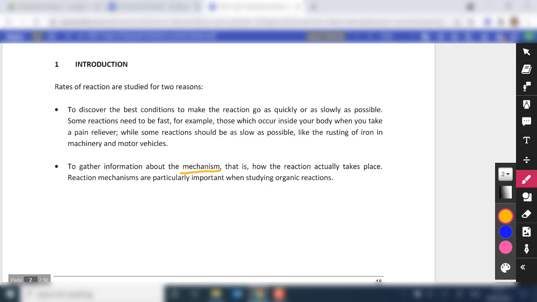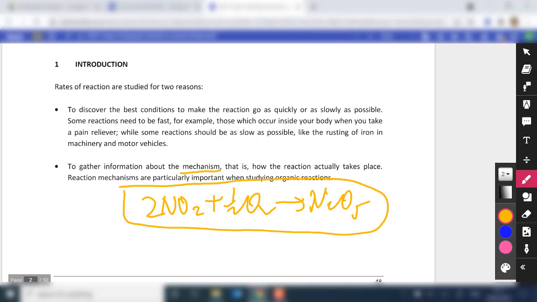In secondary school, or even up to now, whenever you write a chemical equation, let's say you write NO2 plus half O2, this gives you N2O5. This is known as the overall balanced equation for this particular reaction, or the oxidation of NO2 to N2O5. However, this balanced equation does not give you any information on the intermediate steps, meaning you don't know how the reaction proceeds. You only know the reactants and the product. But chemists, being curious people, are definitely not bothered by only knowing before and after.